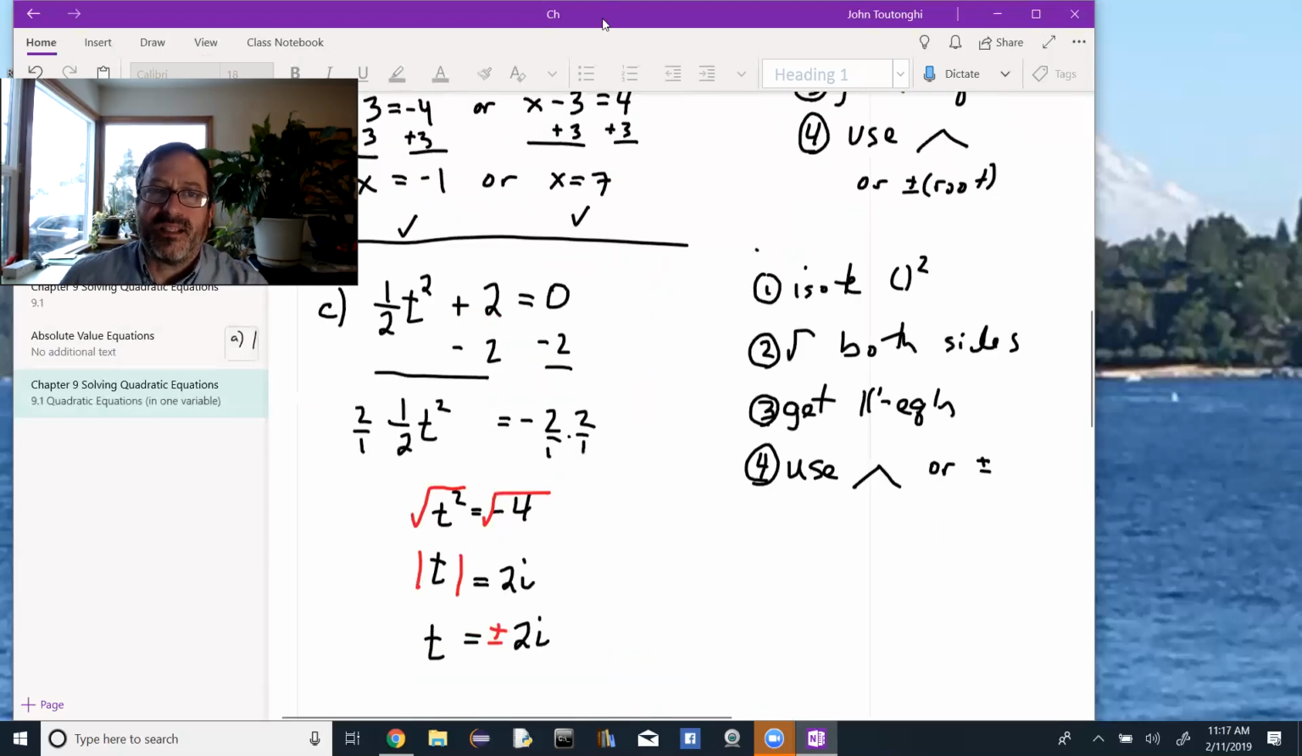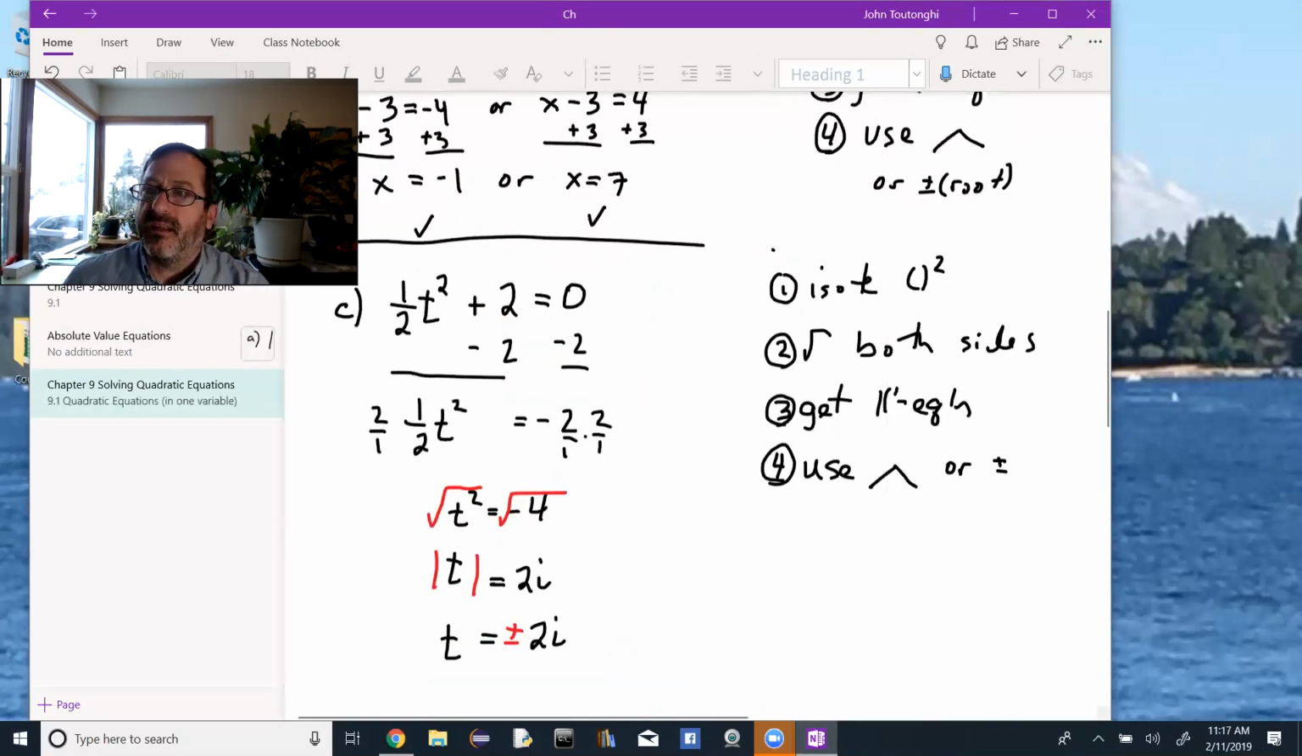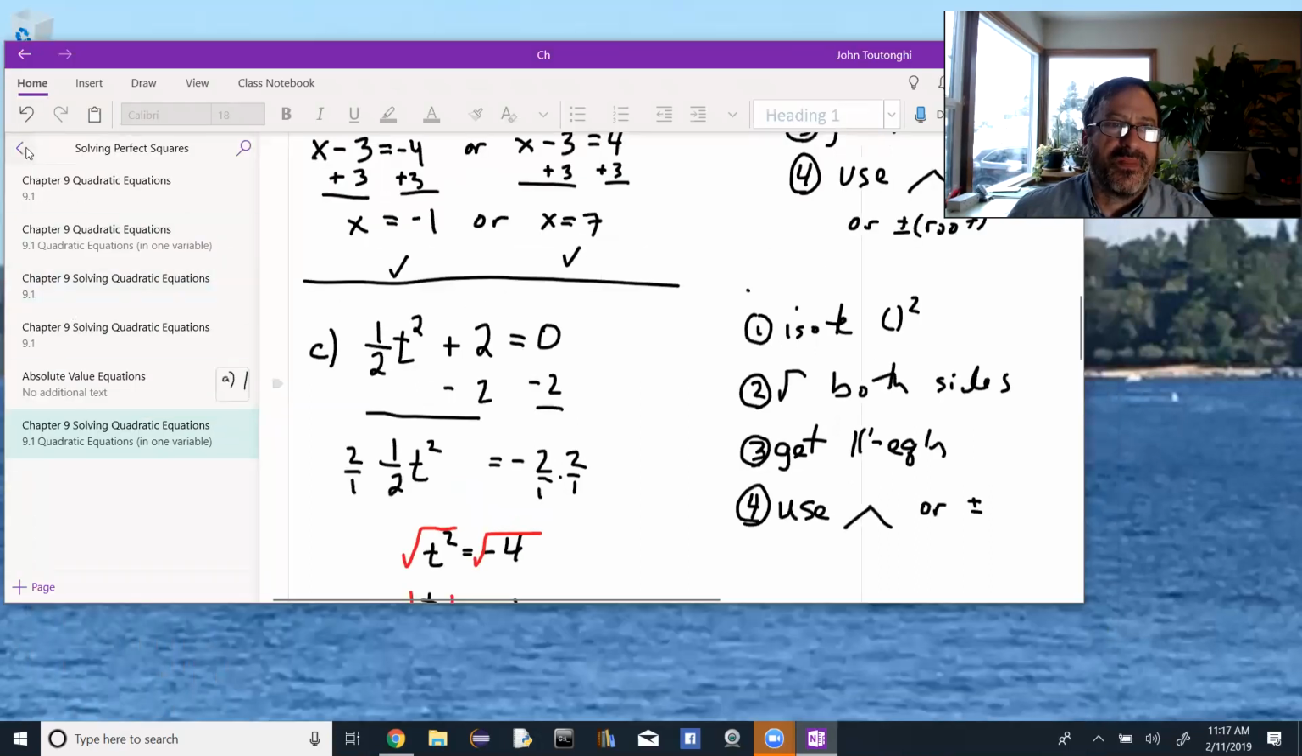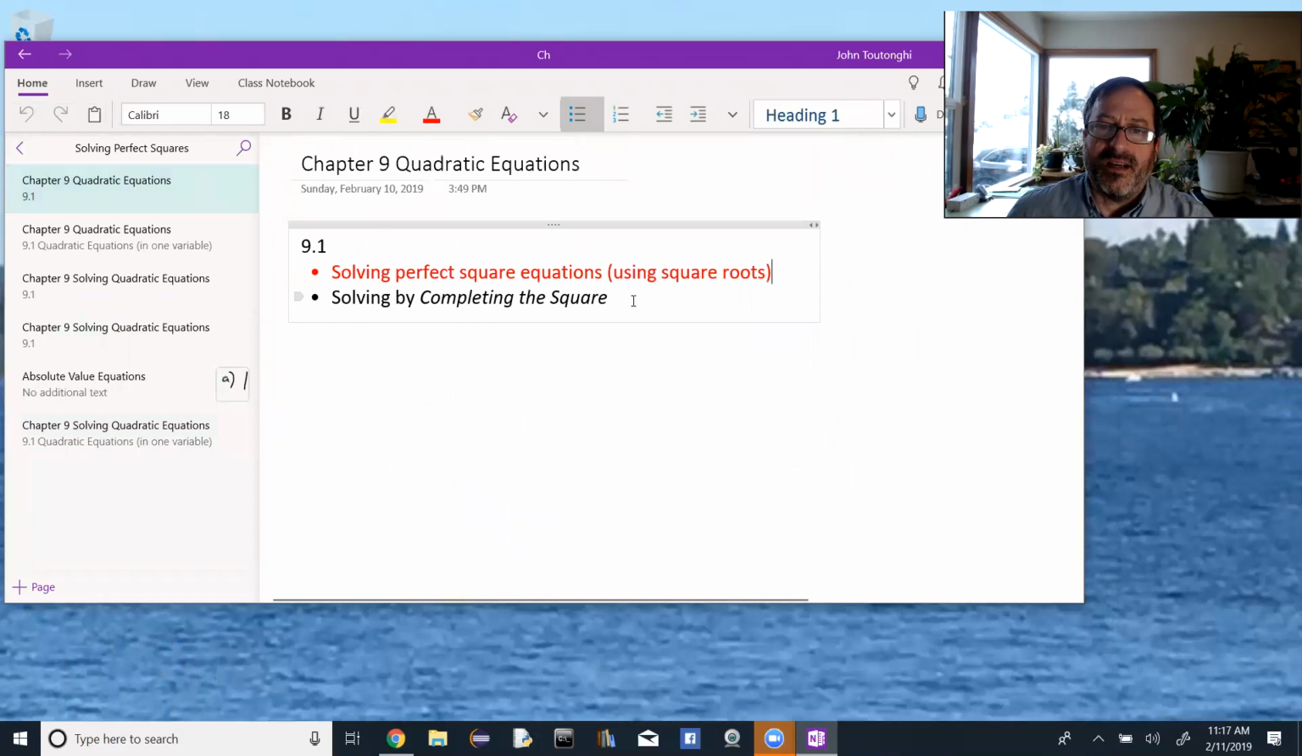Okay, so the next thing that we're going to look at is solving quadratics by completing the square, and I'll do that in a separate video.